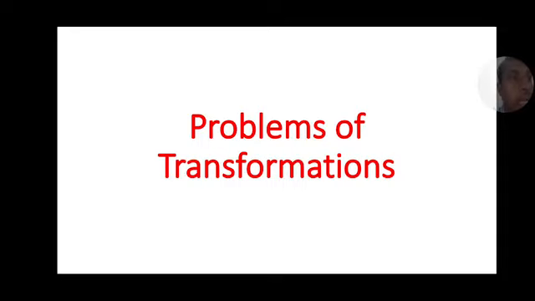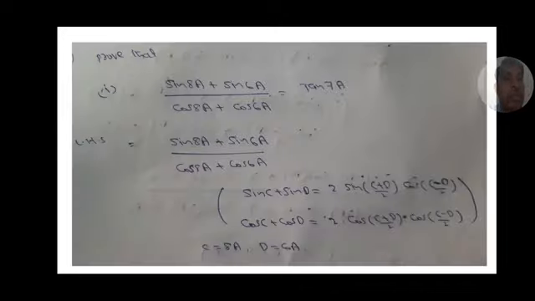In the previous class we learned the formulas 2 sin A cos B, 2 cos A sin B, 2 cos A cos B, 2 sin A sin B, and sin C plus sin D, sin C minus sin D, cos C plus cos D, cos C minus cos D. Some problems were also done using these formulas. In this class we are going to learn some more problems.